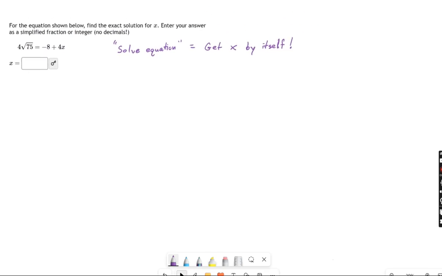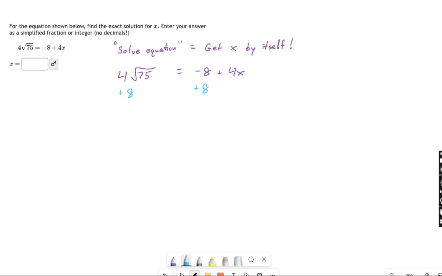And here's the way we're going to go through this. I'm going to start by just writing this equation down a little bigger so we have some space to work with it. So I have 4 square root 75 equals negative 8 plus 4x. And I'm going to attack all the things that are keeping x from being by itself. First one I see is this minus 8 right there. I like to start far away from the x. If you start closer to the x, usually mistakes happen. So start far away from the x. And let's see what we get.